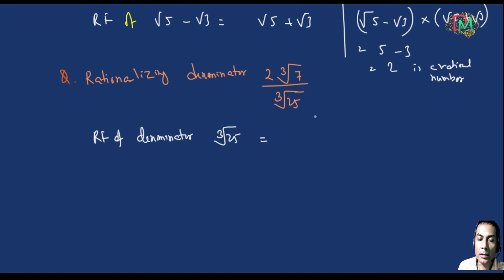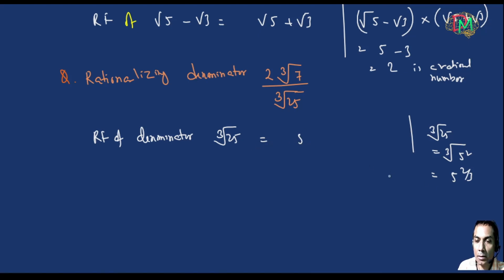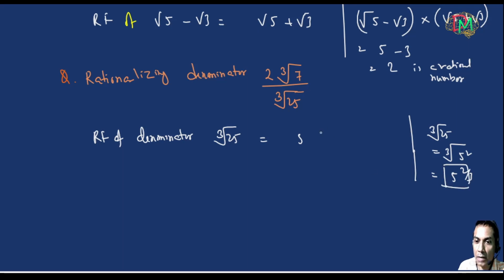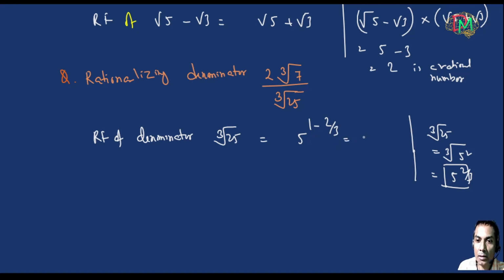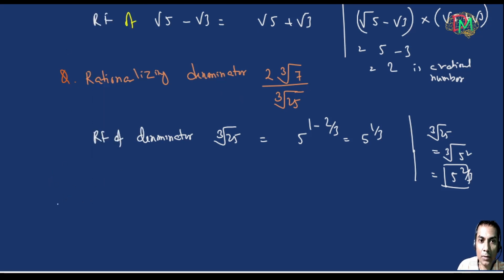We know that it is 5 to the power 2 by 3. We can write it as cube root of 5 square, so that is 5 to the power 2 by 3. After we find out this, then easily we can find out the RF also. So 5 to the power 1 minus 2 by 3. Okay, so it will be 5 to the power 1 by 3. So this is the RF of the denominator. If you want to rationalize the denominator, then what you have to do? We have to multiply both numerator and denominator with it. Clear?